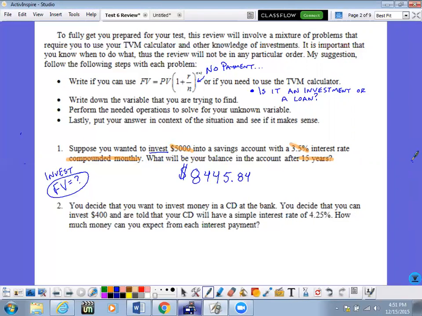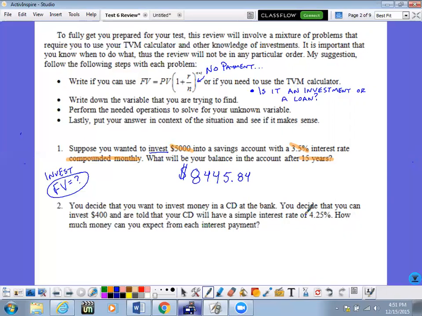Number two says you decide that you want to invest money in a CD at the bank. You decide that you can invest $400 and are told that your CD will have a simple interest rate of 4.25%. How much money can you expect from each interest payment? Now remember, with a CD, we're not using this. This is for compounding interest, and we're not compounding interest in this case. We're also not going to use our TVM calculator. All it's asking for is, based off of a CD, how much can we expect from our interest amounts?